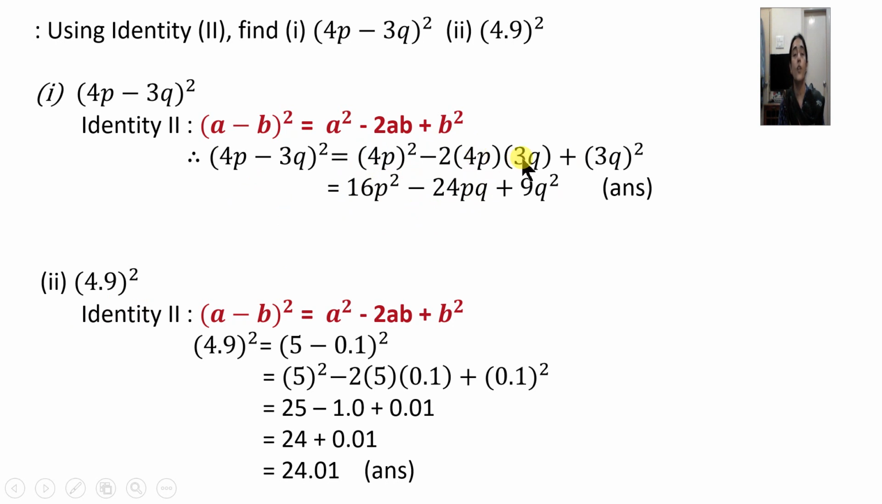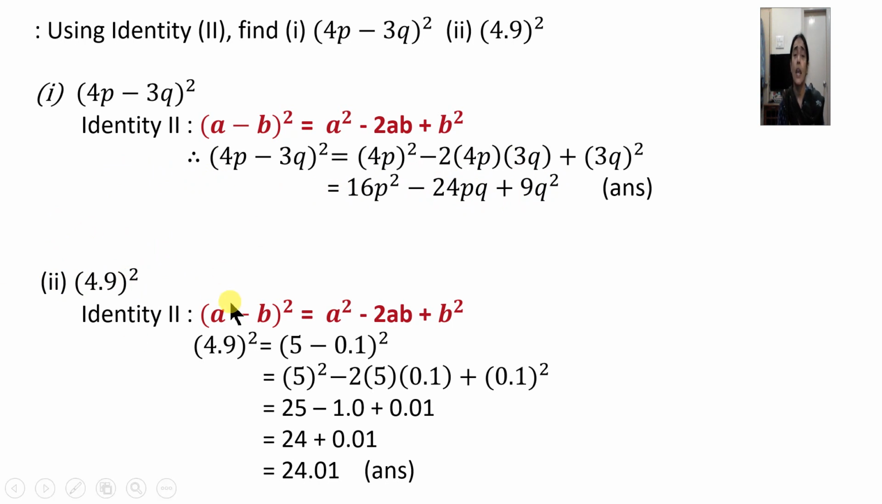8 into 3 is 24pq plus 9q square. Is it clear? Yes, I think it must be very clear. The second one, 4.9 the whole square. Oh, now there is a point here. How will I do it? Oh, it's very easy. Only thing is you have to use a little bit of brains.